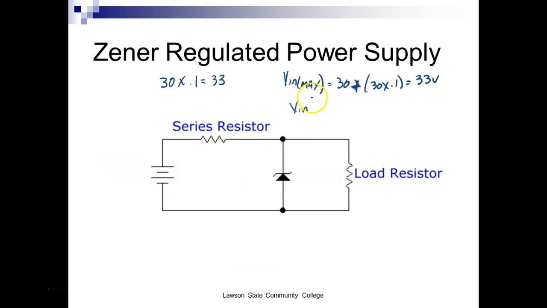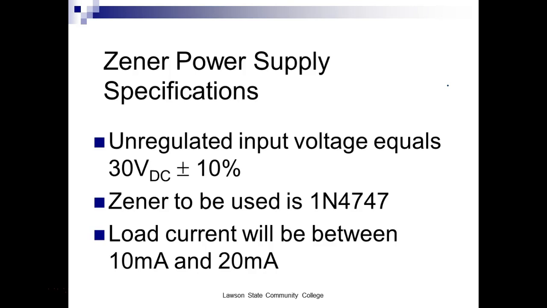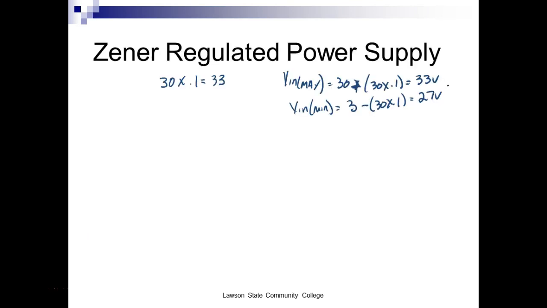Then V in minimum, we need to know both of these. This is going to be equal to 30 minus 30 times 0.1. So what's my minimum voltage going to be? 27 volts. Okay, everybody okay? Did I lose anybody? Yes or no? 30 volts plus or minus 10%. Isn't that what it says? This would be my minimum input voltage. This would be my maximum input voltage.